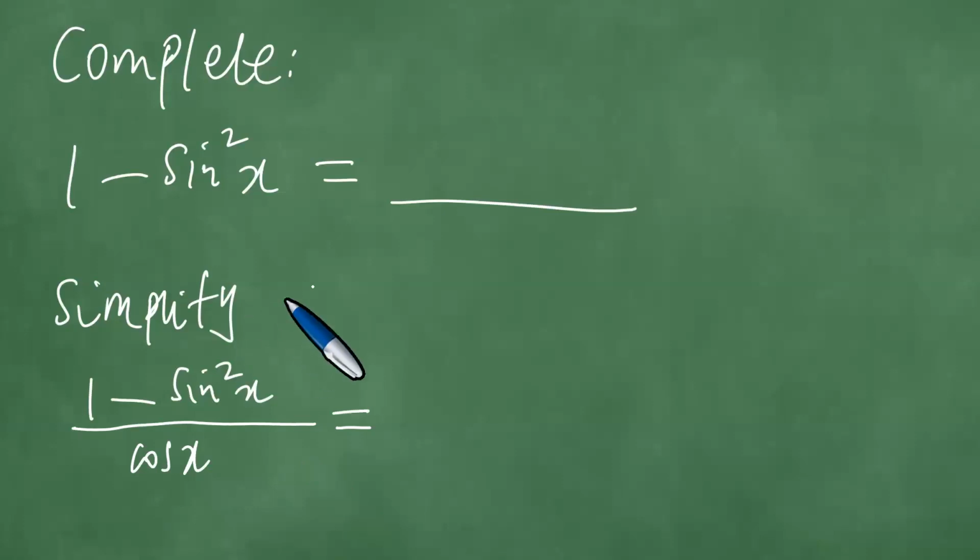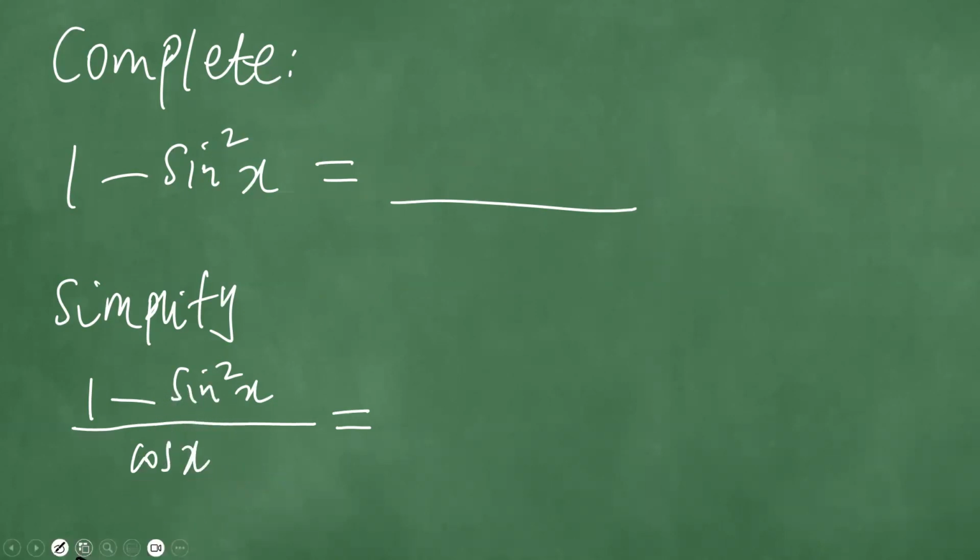Okay, Tando, let's complete this. 1 minus sine squared, Tando or Yolanda, what is 1 minus sine squared? What can we put here if they say complete? If the examiner is to say complete, what do we put here? What is 1 minus sine squared equal to? Anyone? I think it's 1 plus sine x into 1 minus sine x.